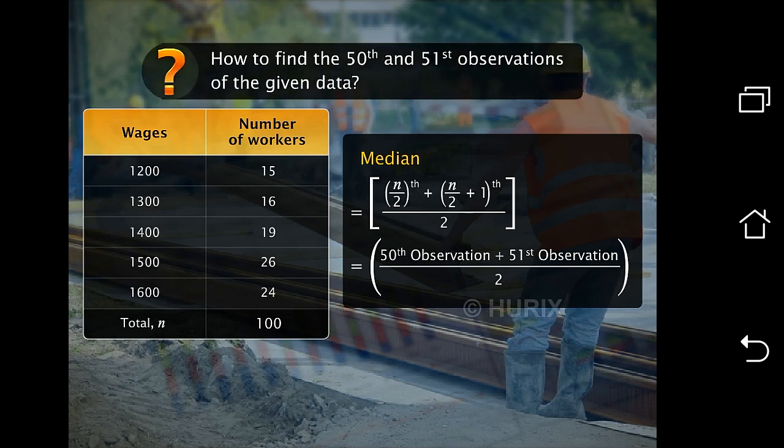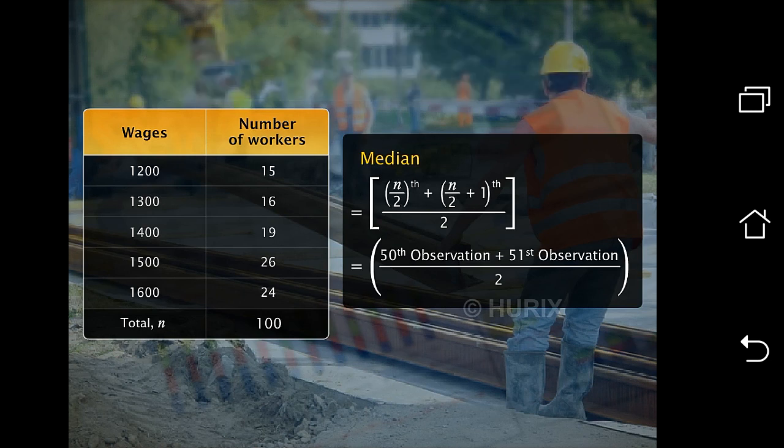Now, how do you find the 50th and 51st observations? To do this, we rewrite the data as cumulative frequency distribution. Let's revisit the cumulative frequency distribution and learn how to compute the median of grouped data.